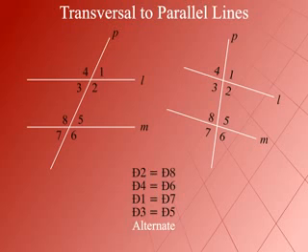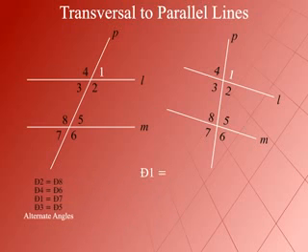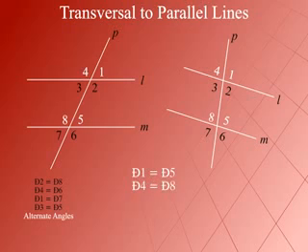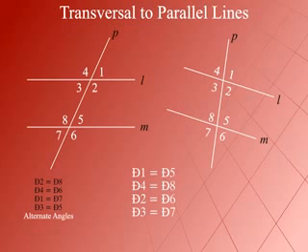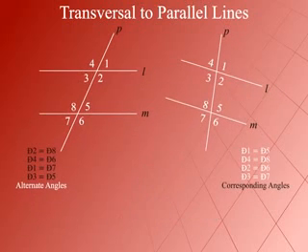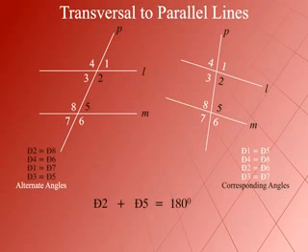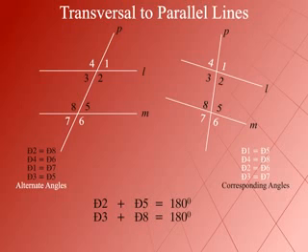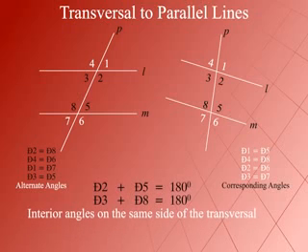These are alternate angles. Angle 1 is equal to angle 5, angle 4 is equal to angle 8, angle 2 is equal to angle 6 and angle 3 is equal to angle 7. These are all corresponding angles. And angle 2 plus angle 5 is equal to 180 degree and angle 3 plus angle 8 is equal to 180 degree. These are interior angles on the same side of the transversal.